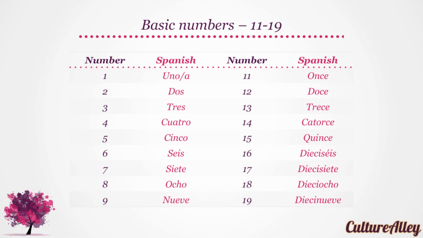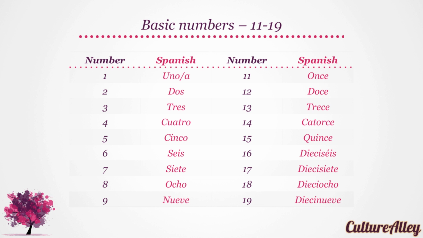3 becomes tres, and 13 becomes trece. Can you say that? Trece. Very good. 4 will be cuatro, and 14 will be catorce. Try saying that. Catorce. 5 is cinco, and 15 is translated as quince. Can you say that? Quince.